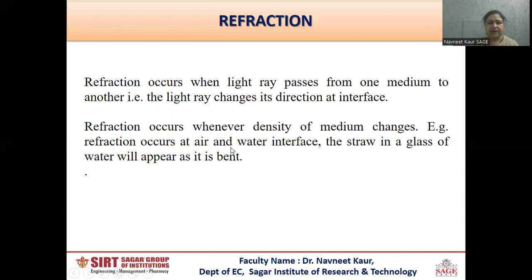For example, suppose we have two mediums, one is air and another is water. At the air and water interface, when a light ray comes, it will change direction when it passes from the air medium to the water medium. So, a straw or pencil in a glass of water will always appear bent.